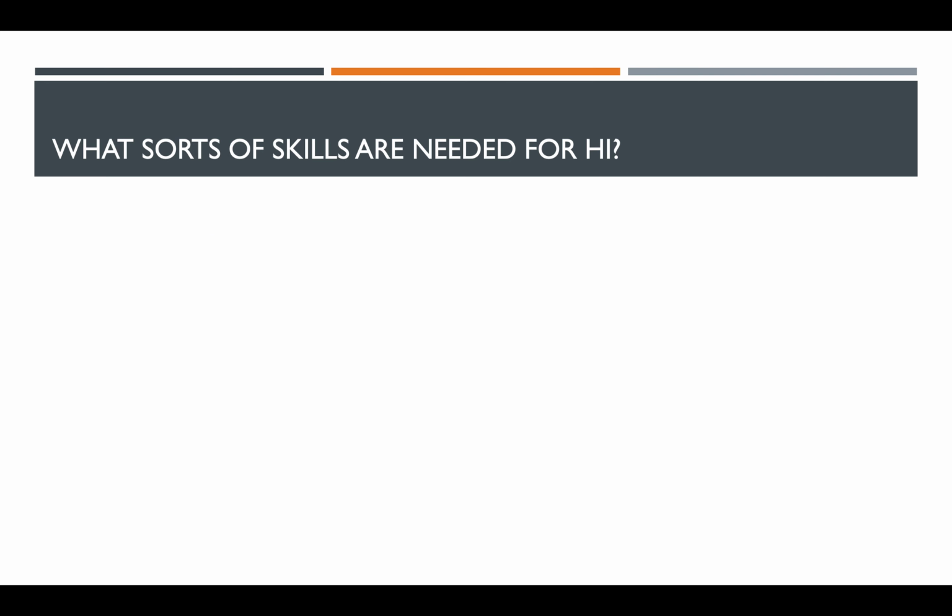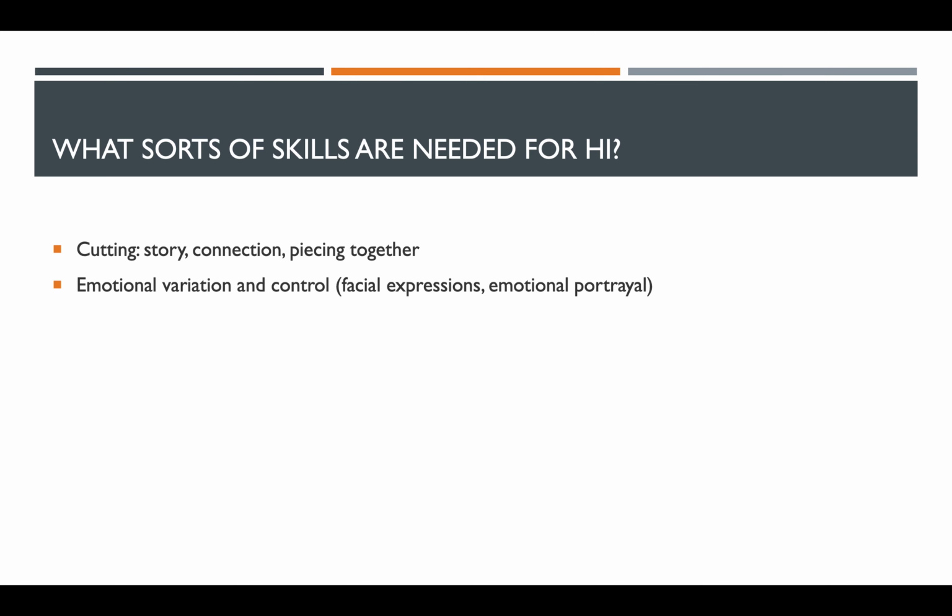Now, what sort of skills are needed for HI? First of all, cutting. You need to make sure that your story makes sense. You piece together whether or not you're using a dramatic plot structure or vignettes, that you piece together something that makes sense to the audience that isn't confusing. Next, you want to make sure that you have emotional variation and control. Facial expressions, emotional portrayal, both super important in HI. You want to make sure that your facial expressions and your body language really speak volumes to your characters and into moving the speech along.